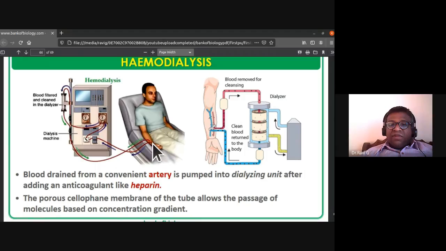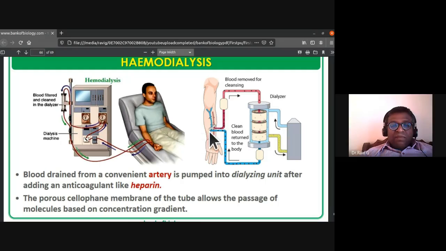So blood is drained from a convenient artery and is pumped into the dialyzing unit after adding an anticoagulant like heparin to prevent the clotting of blood.